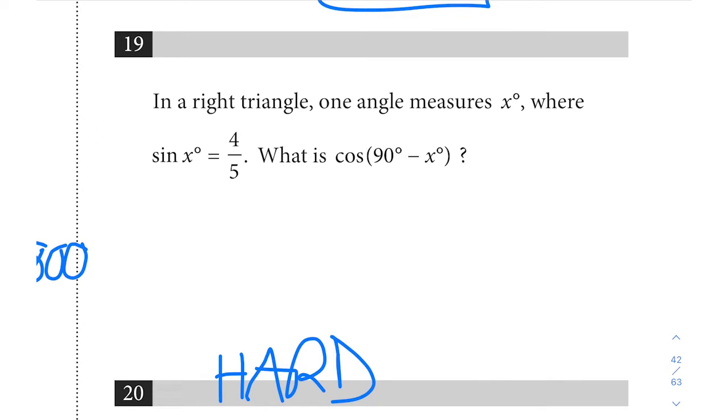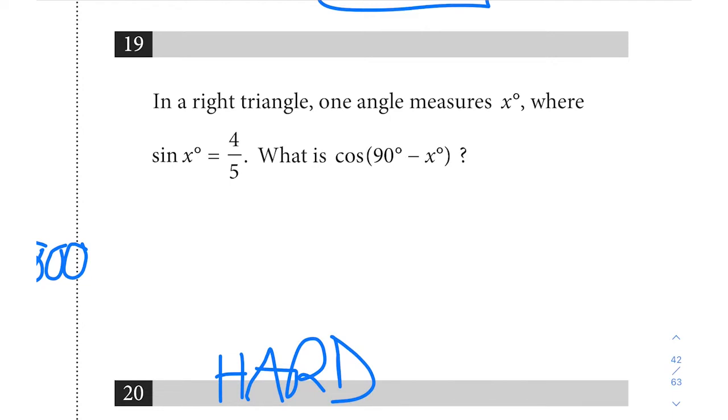We are looking at numbers 19 and 20. For 19, it says in a right triangle, one angle measures x degrees where the sine of x equals 4/5. What is the cosine of 90 minus x?